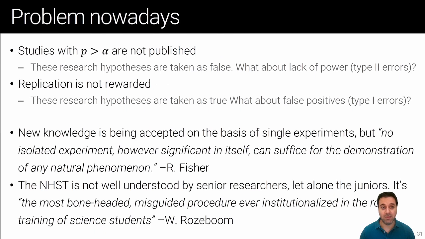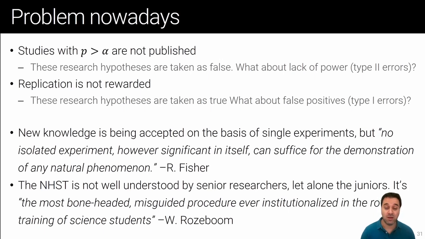What is the problem nowadays? Well, that if we have a study with a p larger than alpha, it's not published because we do not have enough evidence to support rejecting the null hypothesis. And then this research is taken as false, or should I say the research question is taken as false. But maybe it's just a type 2 error. Maybe we didn't have enough statistical power.